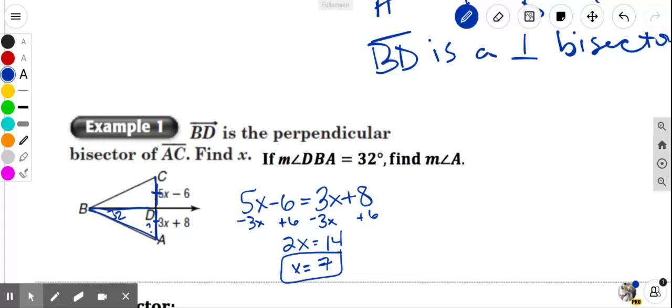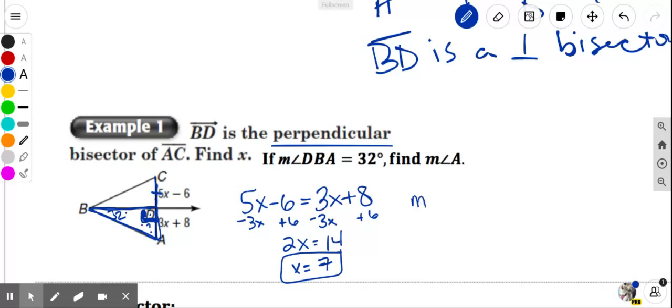Okay, so that's X. And now let's think about the measure of angle A. So this was not just a bisector, but a perpendicular bisector. So the word perpendicular, remember, means that we have right angles. So that means that where this D is right here, angle BDA, that's a right angle. So take a look at this triangle we have. We have a 90-degree angle, a 32-degree angle, and we're trying to find the last one.